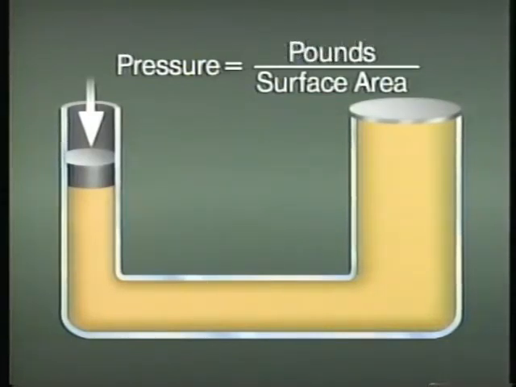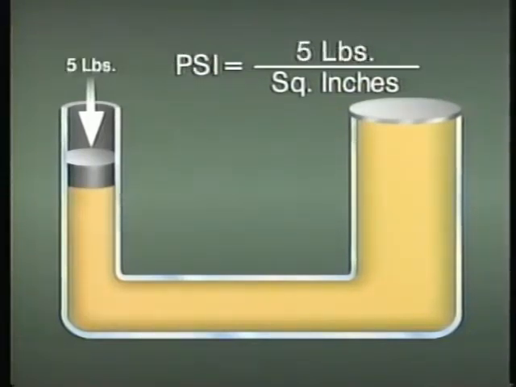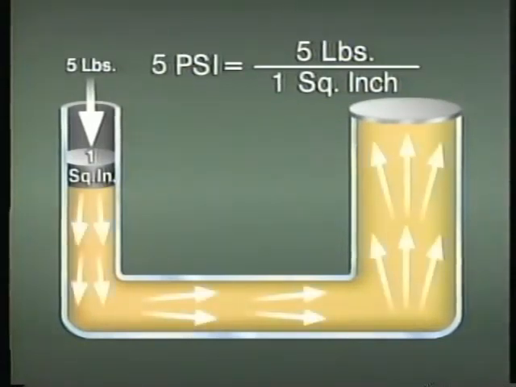If the force is measured in pounds and the surface area is measured in square inches, the resulting pressure is expressed as pounds per square inch, or PSI. For example, let's say that the amount of force applied to the piston is 5 pounds, and the piston has a surface area of 1 square inch. This results in a pressure of 5 PSI, which is transmitted throughout the container.